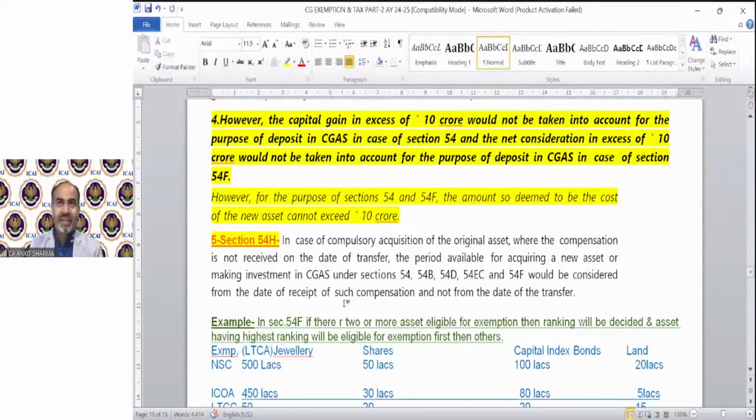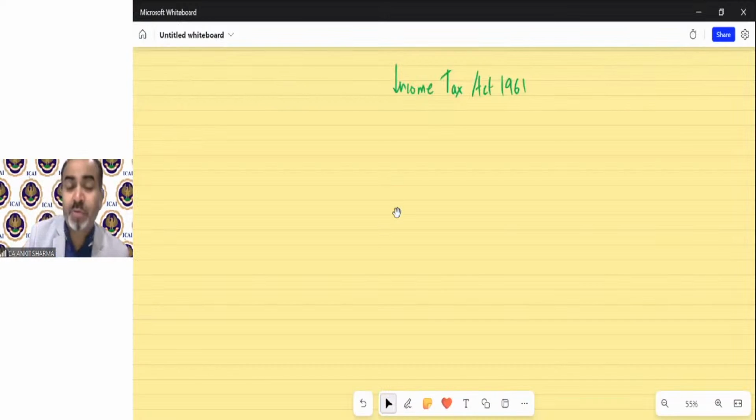Now you have seen that in all exemptions, the investment, whether it's 1 year, 2 years, 3 years, or 6 months, etc. So in all these exemptions, there is an investment criterion which is connected to the date of transfer. Now one practical problem arose in case of compulsory acquisition. Do you remember compulsory acquisition, section 45(5)? In that case, what exactly happens?